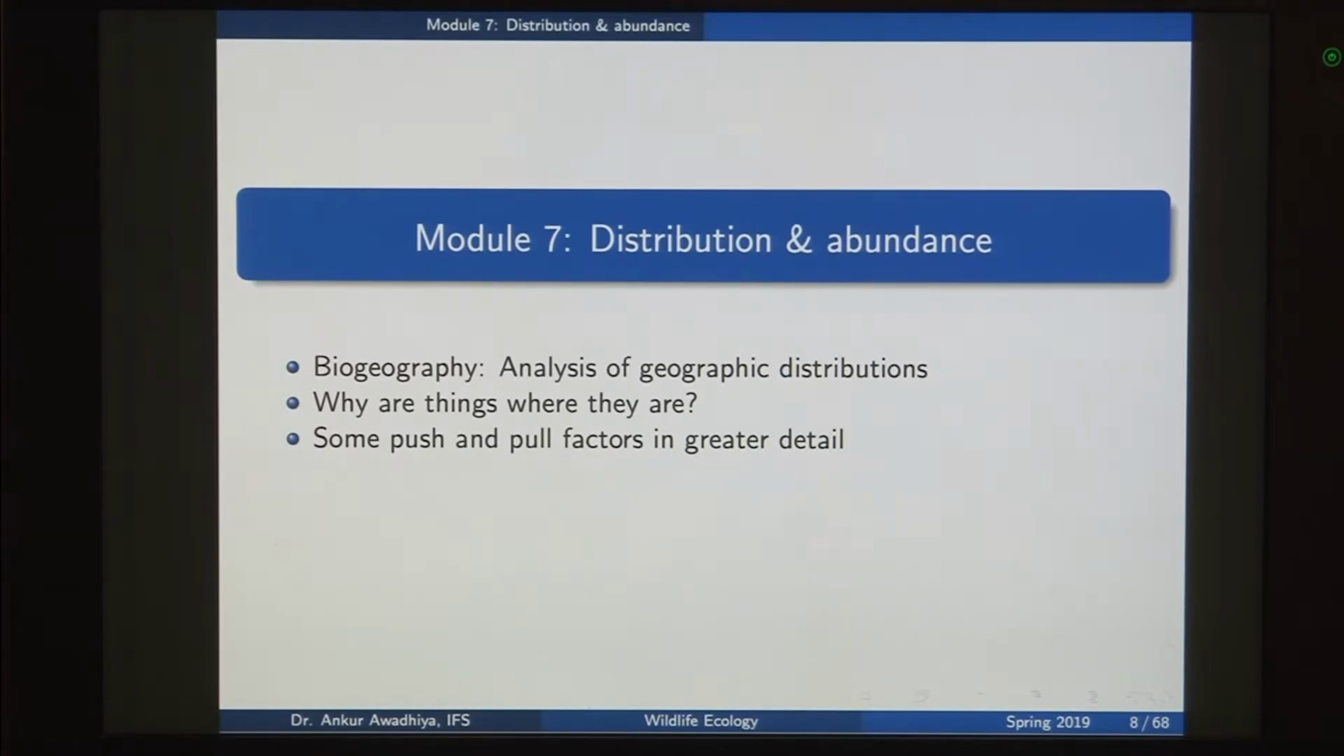Namaste. Today we begin a new module, which is distribution and abundance. This module will have three lectures. The first one is biogeography, which is the analysis of geographic distributions.